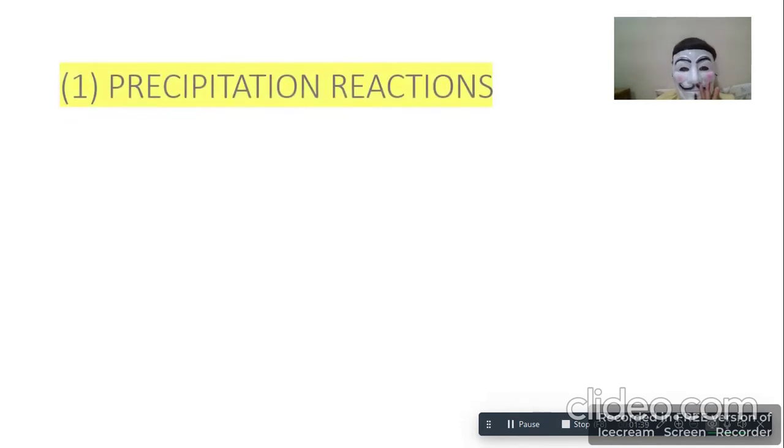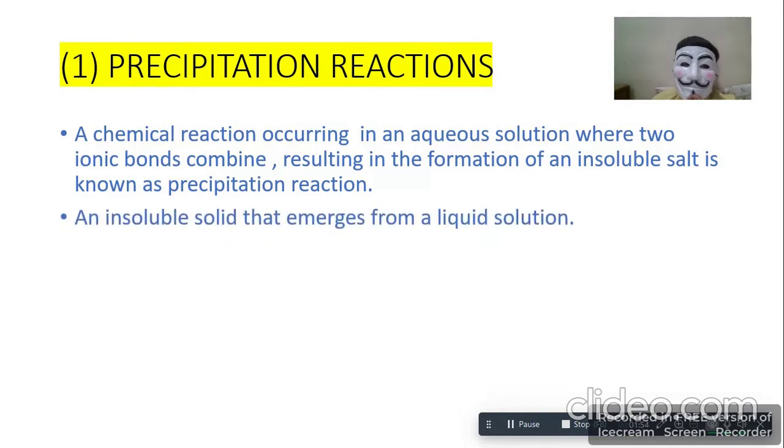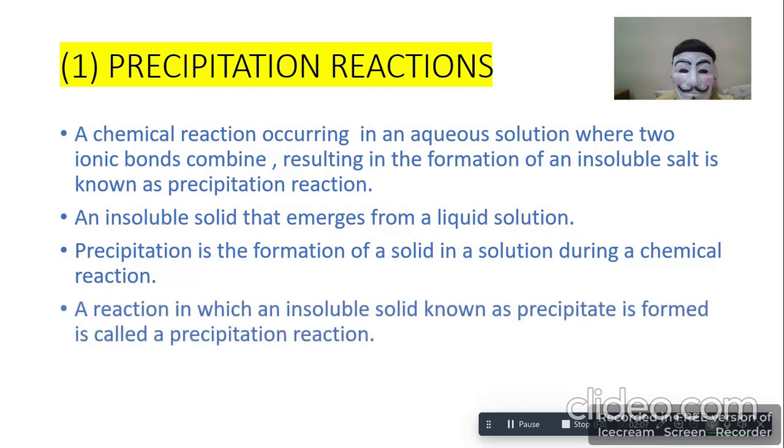A precipitation reaction is a chemical reaction occurring in an aqueous solution where two ionic compounds combine, resulting in the formation of an insoluble salt. This type of reaction is known as a precipitation reaction. An insoluble solid that emerges from a liquid solution is a precipitate. Let me tell the meaning of precipitation: it is the formation of a solid in a solution during a chemical reaction. So a reaction in which an insoluble solid known as a precipitate is formed is called a precipitation reaction.